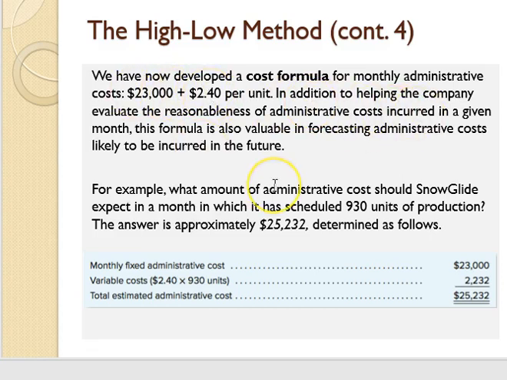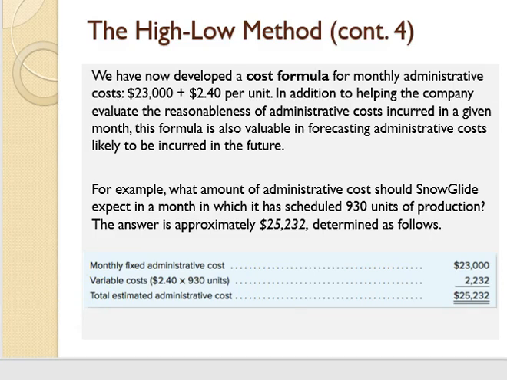In addition to helping the company evaluate the reasonableness, this formula is also valuable in forecasting administrative costs in the future. I mean, we want to know, based upon how much output we're going to have, what's going to be our cost. So, for example, what amount of administrative cost should Snow Glide expect in a month with a scheduled 930 units of production? Well, you know it's going to still be 23,000, but now you're going to multiply the $2.40 by the 930, and therefore we can estimate that it's going to be 25,232. Again, very straightforward.